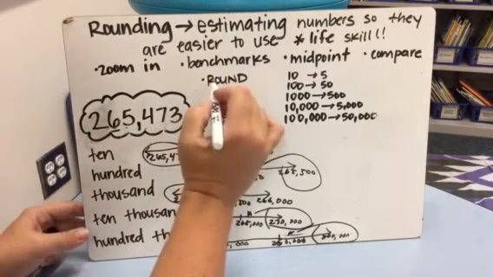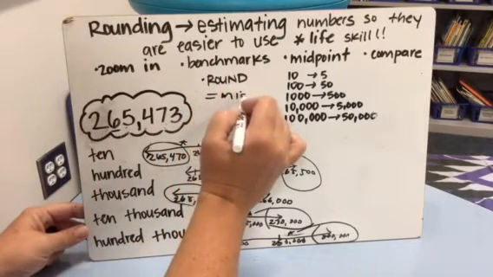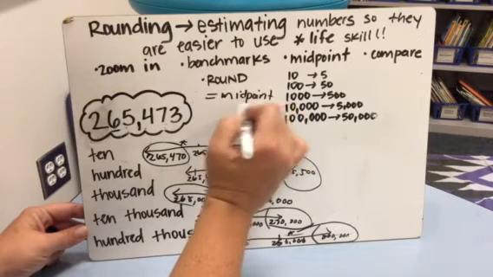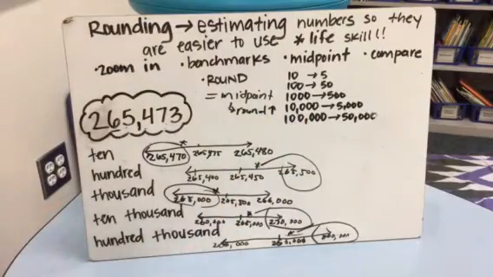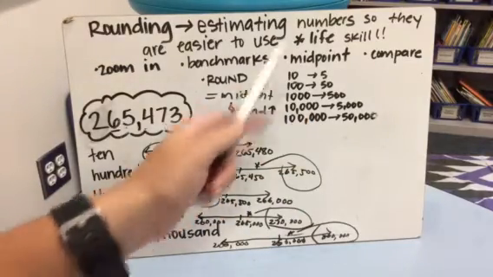And I forgot to say that. If it's equal to the midpoint, you round up. I forgot to put that here, and we didn't have any examples of that in this one, but that's important. If it's equal to the midpoint, you round up.